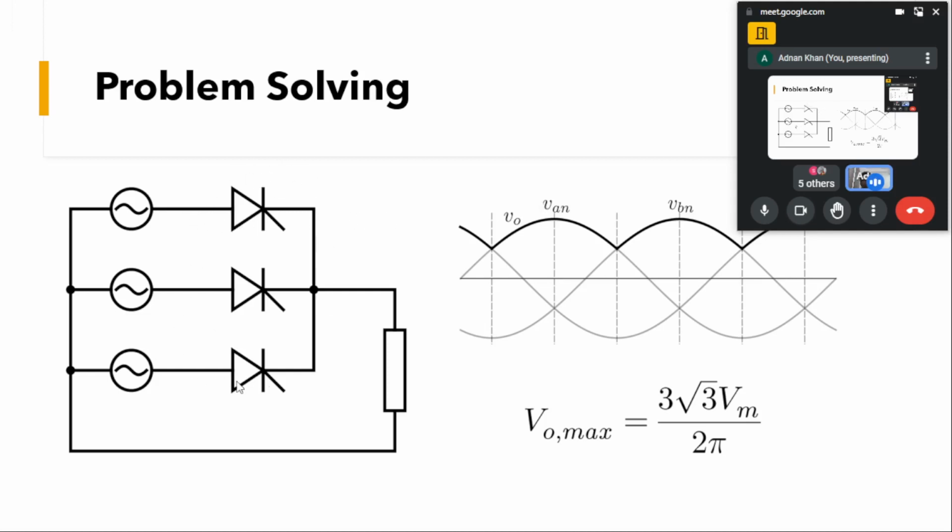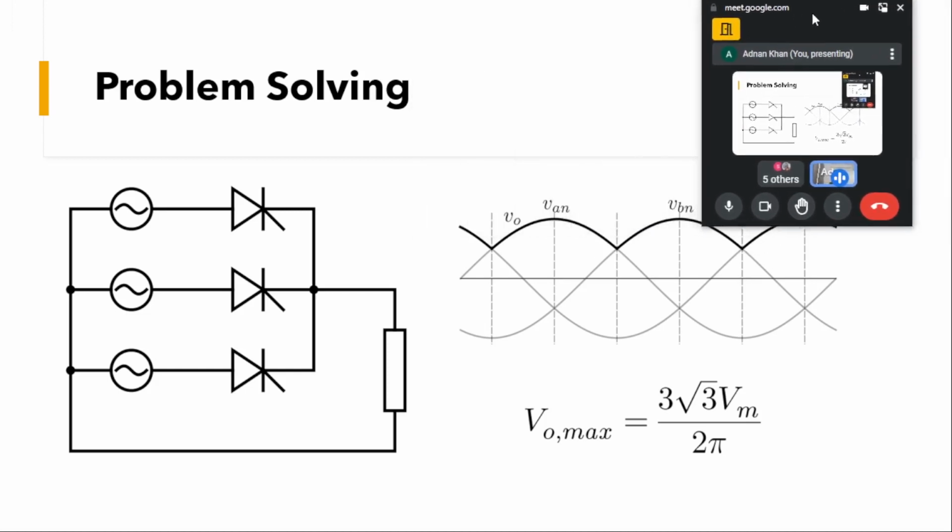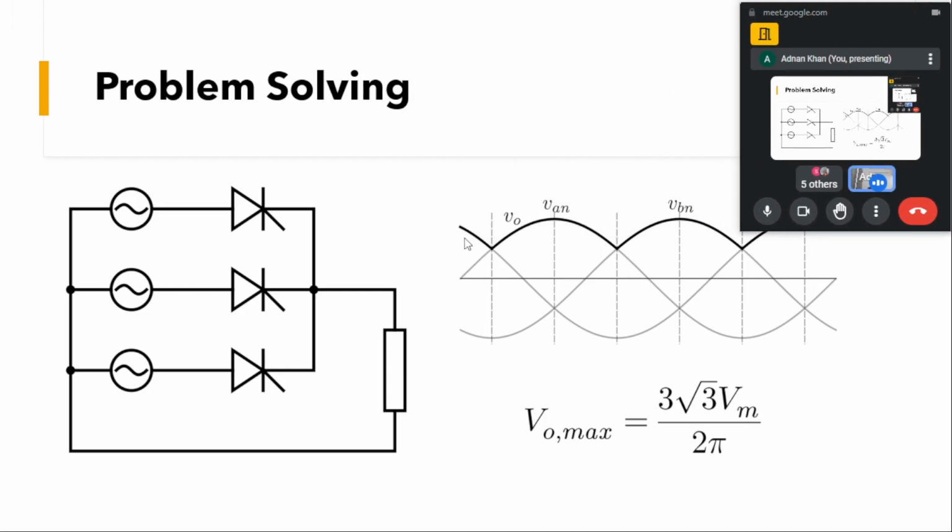Had these devices turned on at their natural commutation, the gate would be continuously given to them. The topmost diode will be conducting when the A phase has the highest voltage, that is in this portion. Similarly, the second diode will conduct when the B phase has the highest potential, and similarly the C phase. Here you can see that the voltage waveform traced by this black one will be the output voltage across the load.